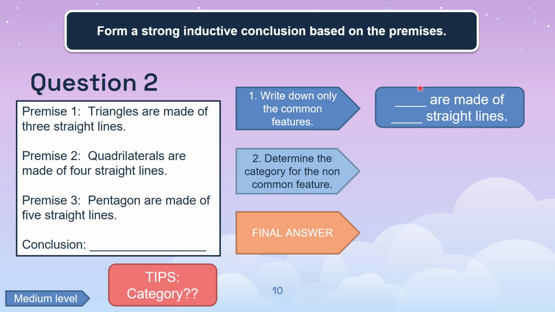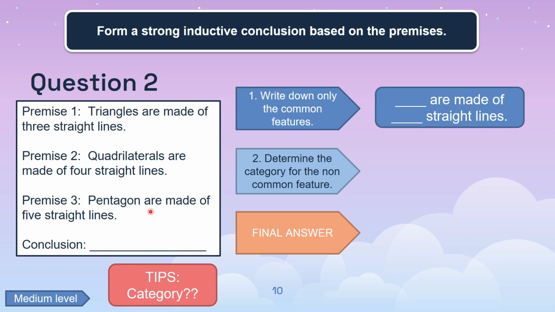There are two non-common features. The first one is triangle, quadrilateral, and pentagon. All of these are shapes, but what kind of shape? What is the category for these three? It starts with P. Polygon. Yes, polygon. The category for these three is polygon.